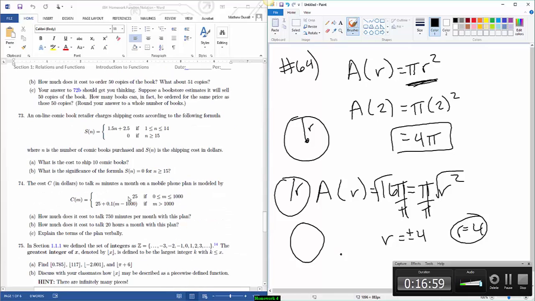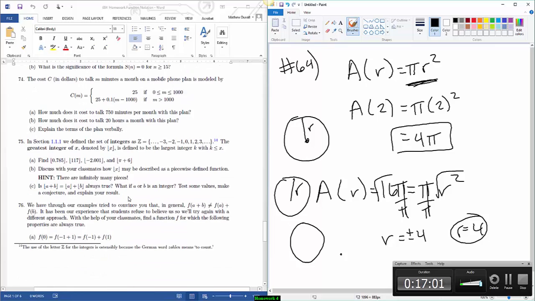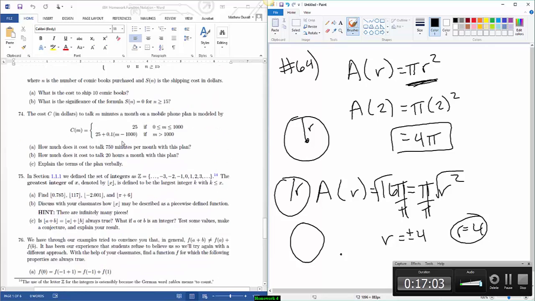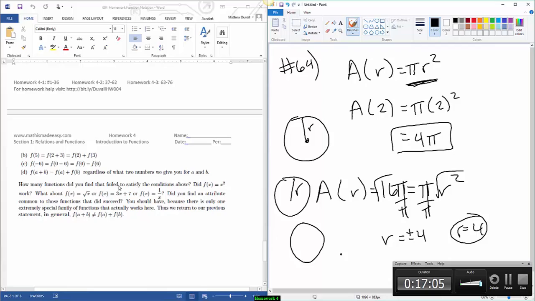And I think that pretty much covers these examples we talked about in class, so we went through a lot of those things.